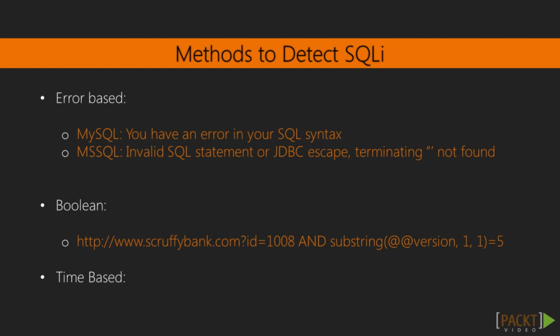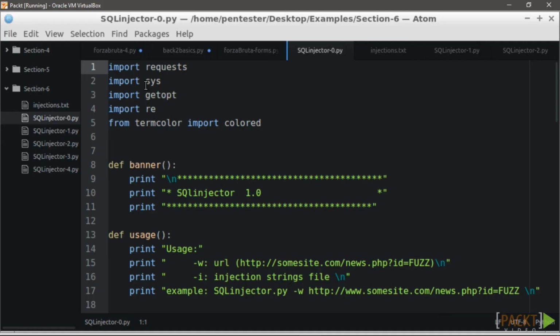Time-based. This method injects a payload that triggers a delay in the SQL server while processing the query. If this delay is big enough and there is no considerable lag in the network, we can tell whether the query was executed correctly. Let's go back to the editor and open the file SQL Injector 0. In section 6, SQL Injector 0.